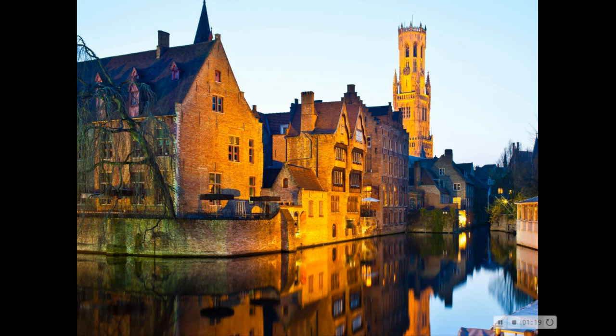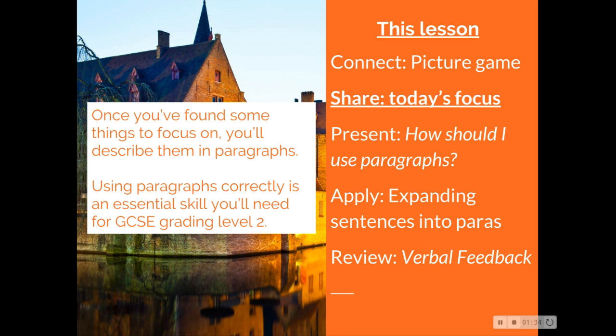So, how'd you do? I would say if you came up with at least 5 things in each picture, you're doing all right. If you found 10 things or more for each picture, you're doing fantastically. On the GCSE, once you've found some things that you could focus on, interesting things that you could describe, you'll want to go ahead and describe them in paragraphs.